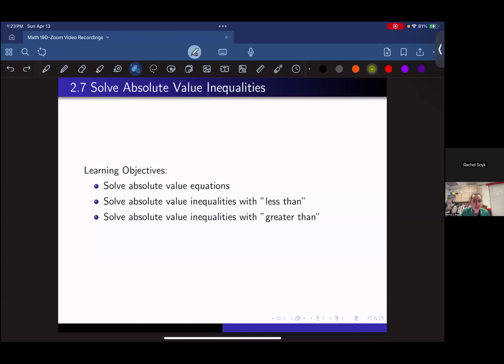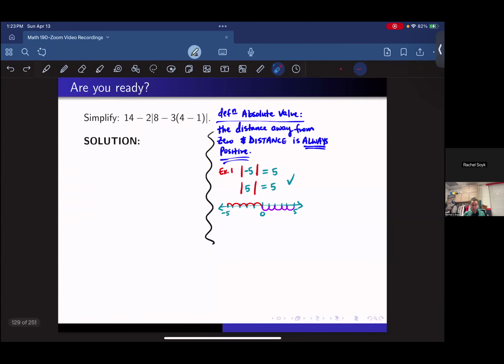Hi, everyone. So today we are going to focus on solving absolute value inequalities. Our learning objectives are the following. We'll be able to solve absolute value equations. We'll be able to solve absolute value inequalities with less than and then with greater than. And we'll use the tools and strategies that we've learned in the previous section and then add on to them as well. So let's jump into it.